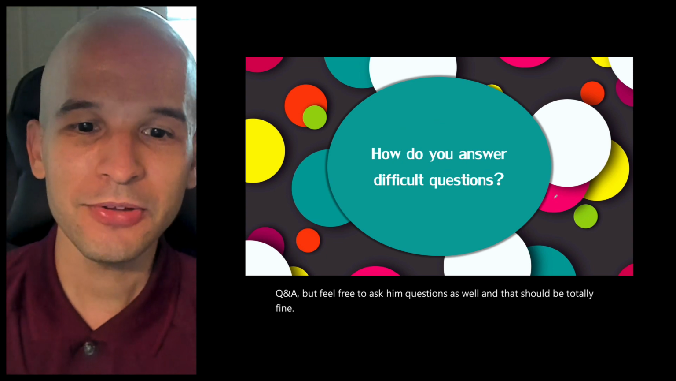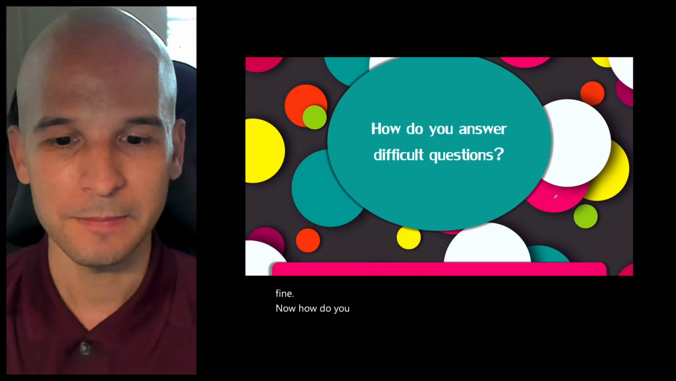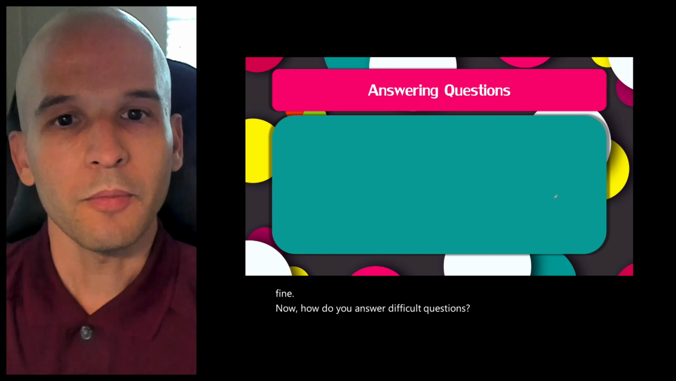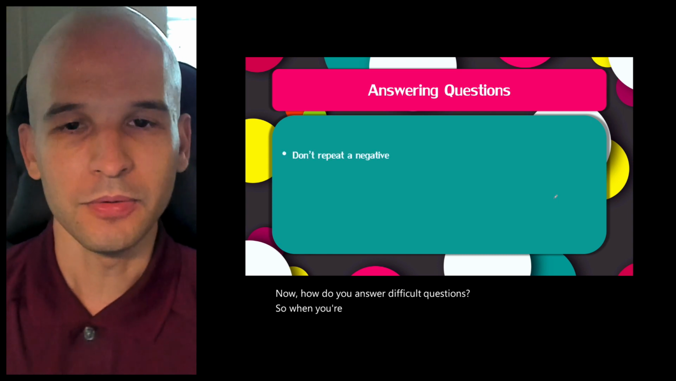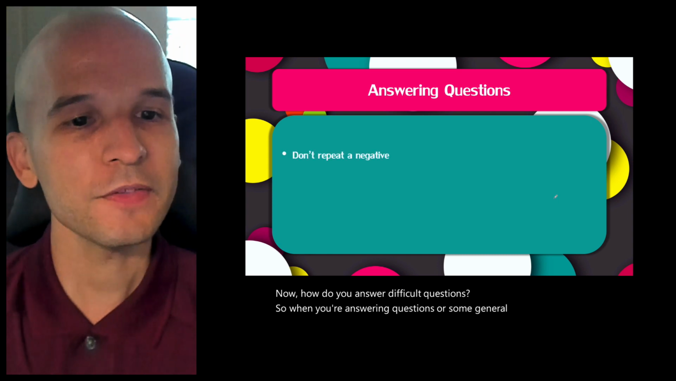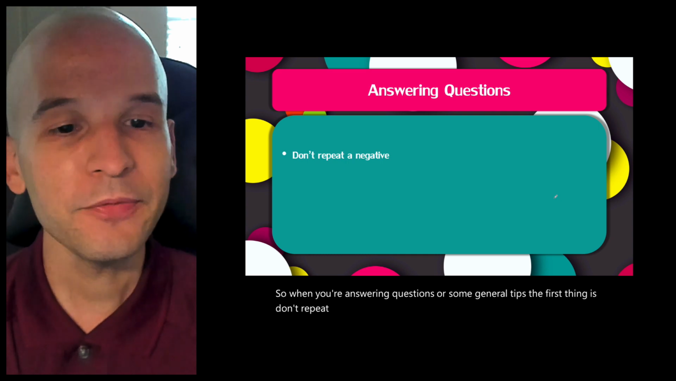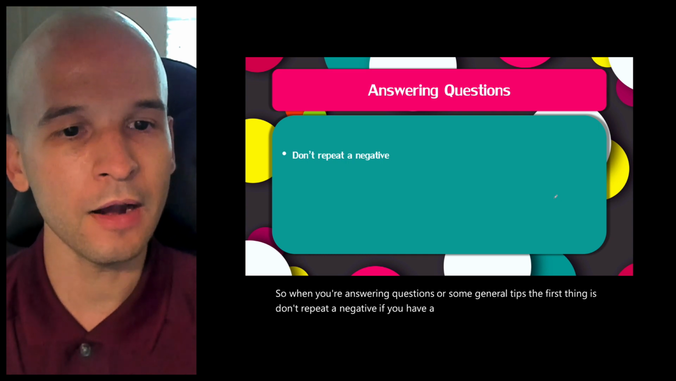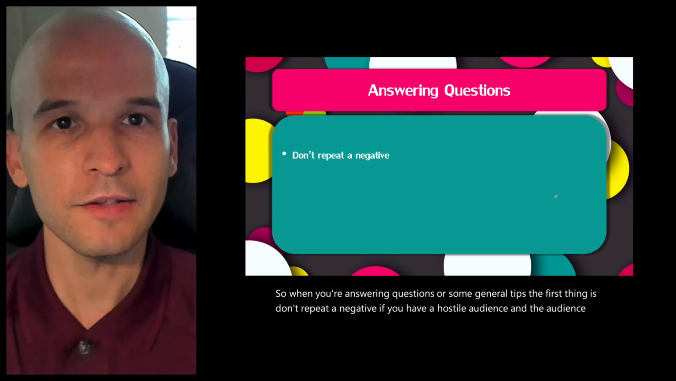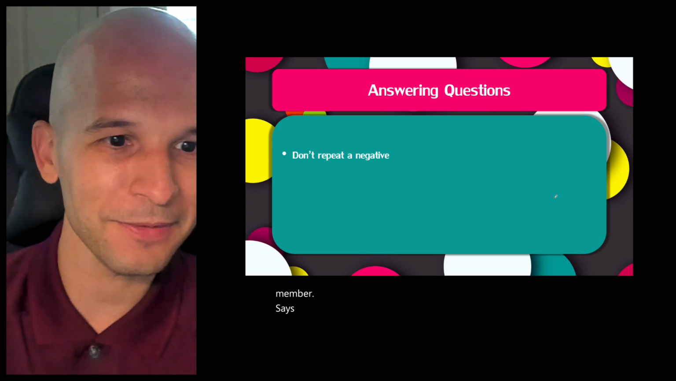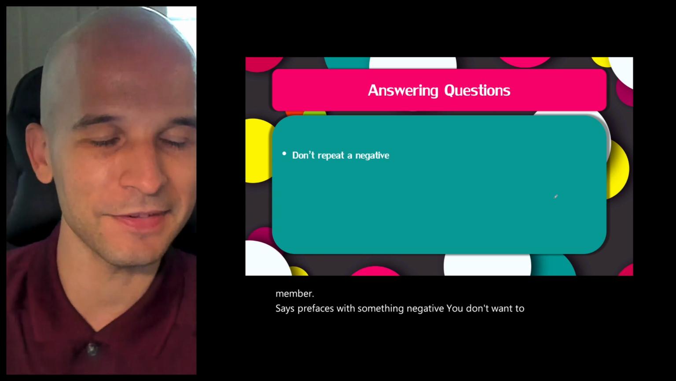Now, how do you answer difficult questions? When you're answering questions, there are some general tips. The first thing is don't repeat a negative. If you have a hostile audience and the audience member prefaces with something negative, you don't want to repeat the negative phrasing of what they said.